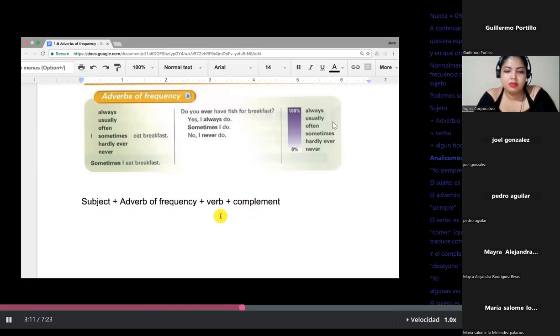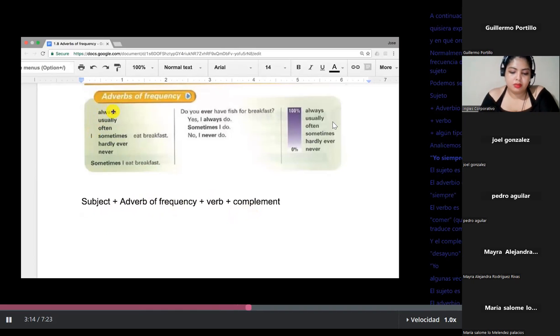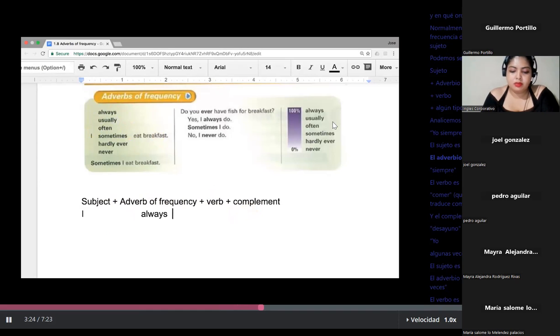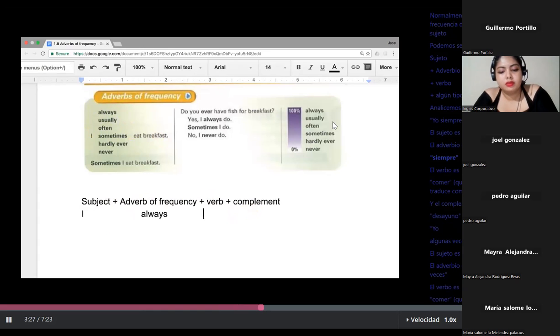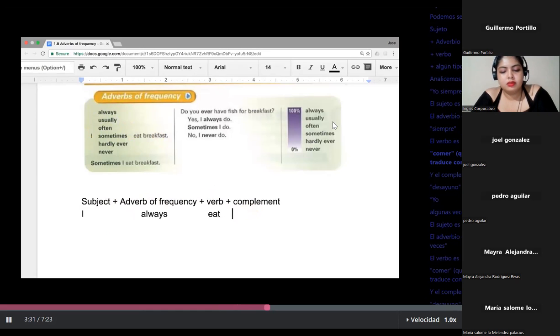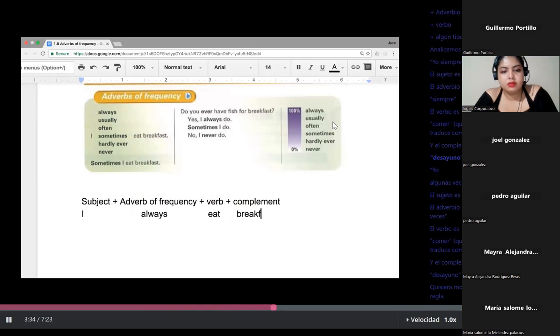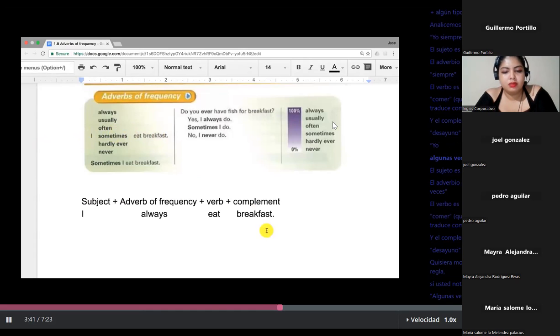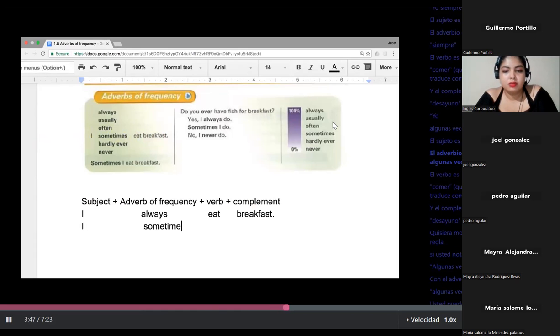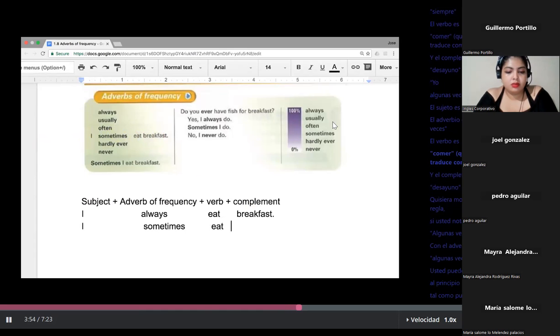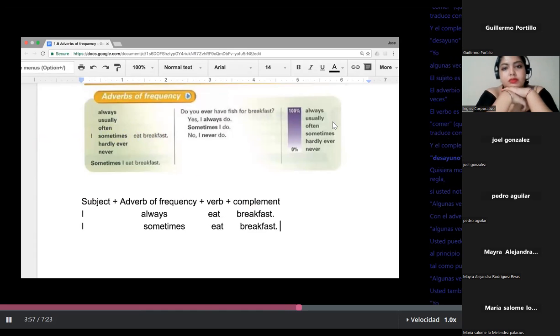Let's analyze a couple of examples. I always eat breakfast. The subject is I. The adverb of frequency is always. The verb is eat. And the complement is breakfast. I sometimes eat breakfast. The subject is I. The adverb of frequency is sometimes. The verb is eat. And the complement is breakfast.